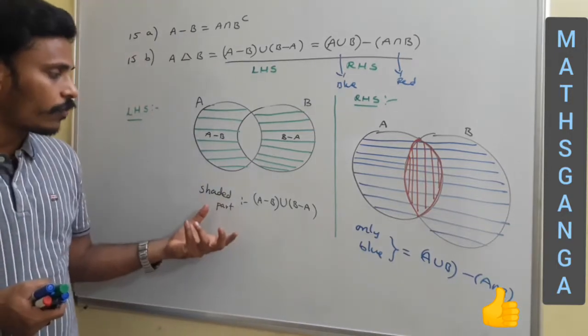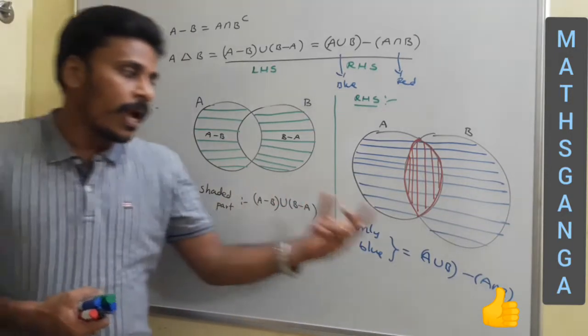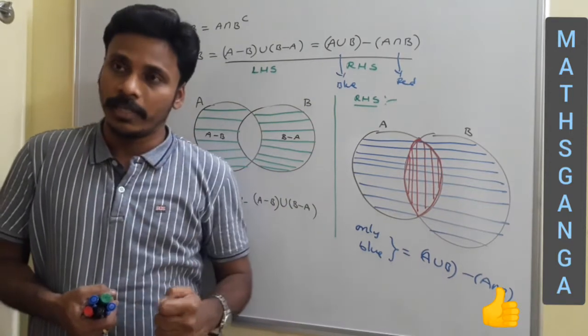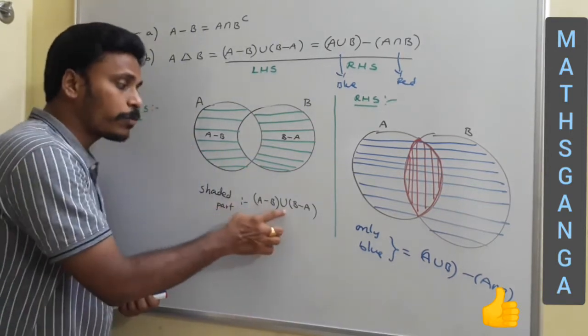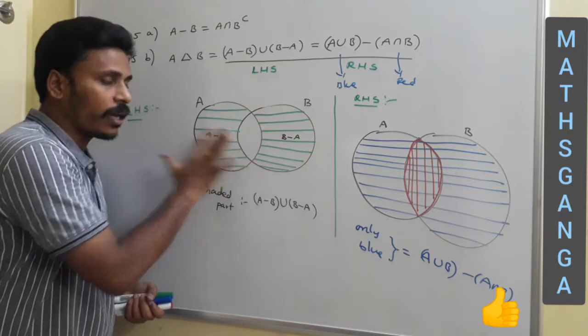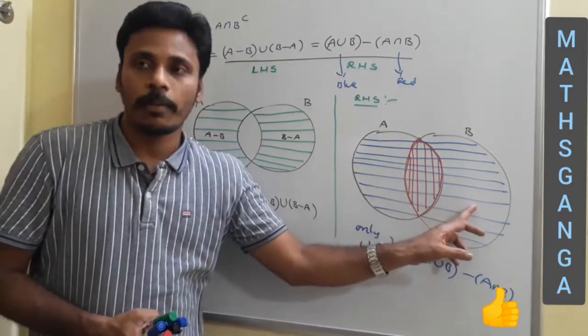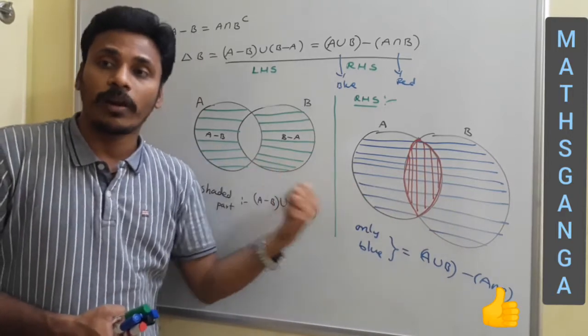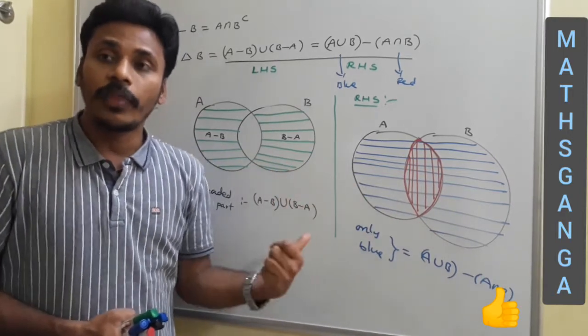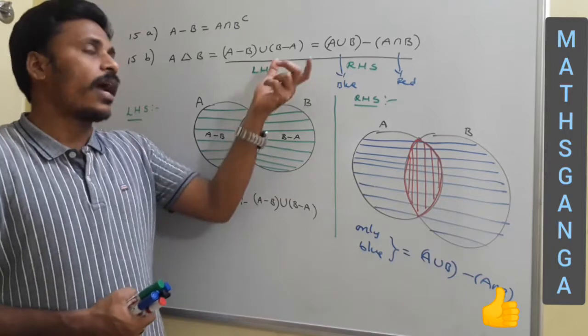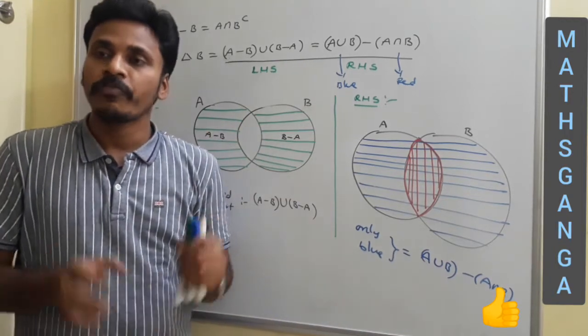So this is the region for A minus B union B minus A, and that is the region for A union B minus A intersection B. For A minus B union B minus A, it is all the green color part. For A union B minus A intersection B, it is only the blue color part. At the end those two are equal, right? The shaded regions are equal, and that's why those two sets are equal, and hence the proof is completed by sketching Venn diagrams.